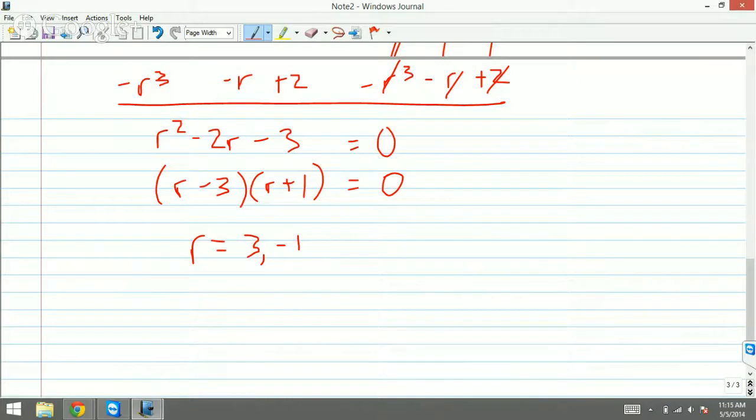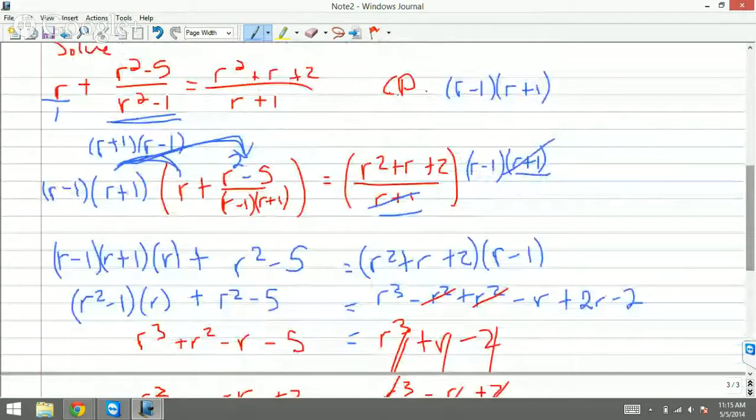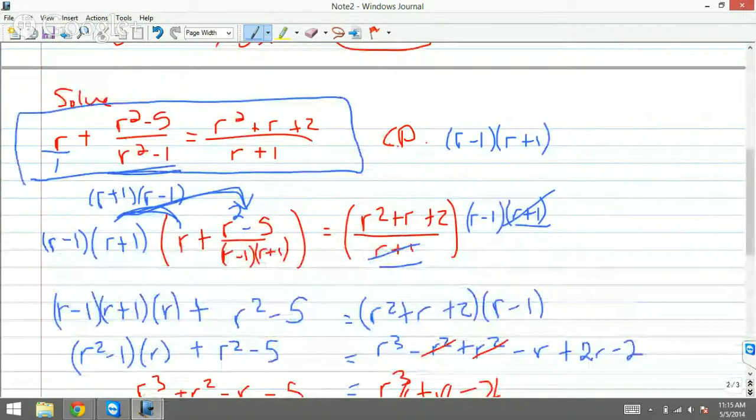Are we done? No, we're not. Can anybody tell me why -1 does not work? Because I don't want it to. No, I'm powerful, but I'm not that powerful. Look at the original equation. Can anybody tell me why -1 does not work? Because you can't divide by zero. Did you catch that? If I plug -1 in, what does that give me? Can I divide by 0? No.